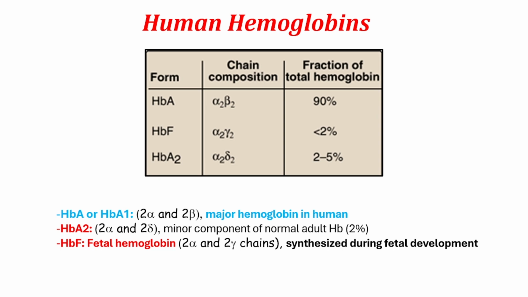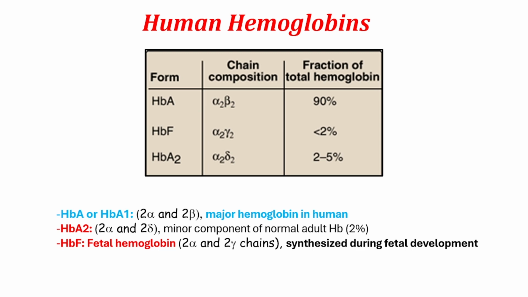The other form, which is less present in terms of percentage, we call HbA2. The HbA2 is present at about 2 to 5% in our blood, and it is composed of 2 alpha and 2 delta. It's not beta, delta, okay? 2 delta chains, all right?